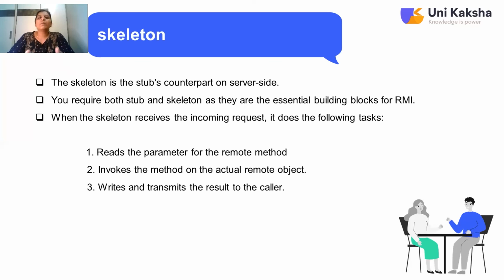So when skeleton receives an incoming request, as it is available at the server side, the request will come to the server, and then what is skeleton going to perform? It is going to perform three different tasks. First, it is going to read the parameters for the remote method, then it will invoke the method on the actual remote object, and finally it will write and transmit the result to the caller, or to the other JVM machine. So this is all about the skeleton. The stub is residing at the client side and the skeleton is residing at the server side.